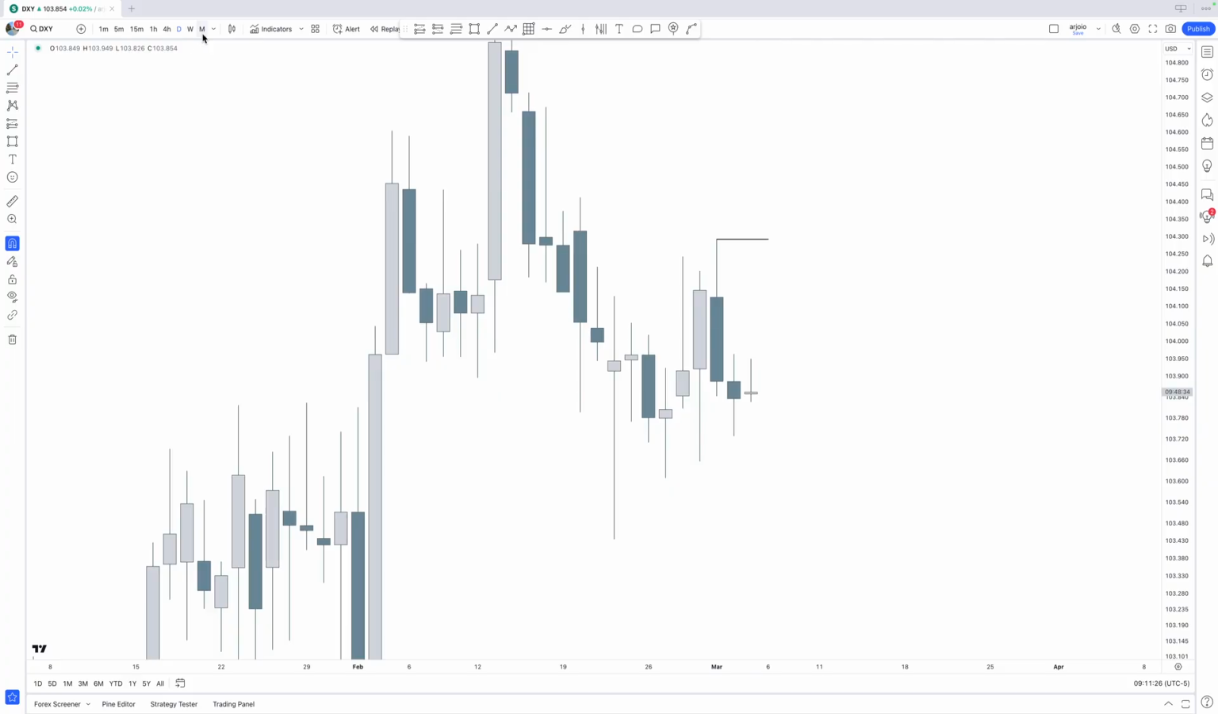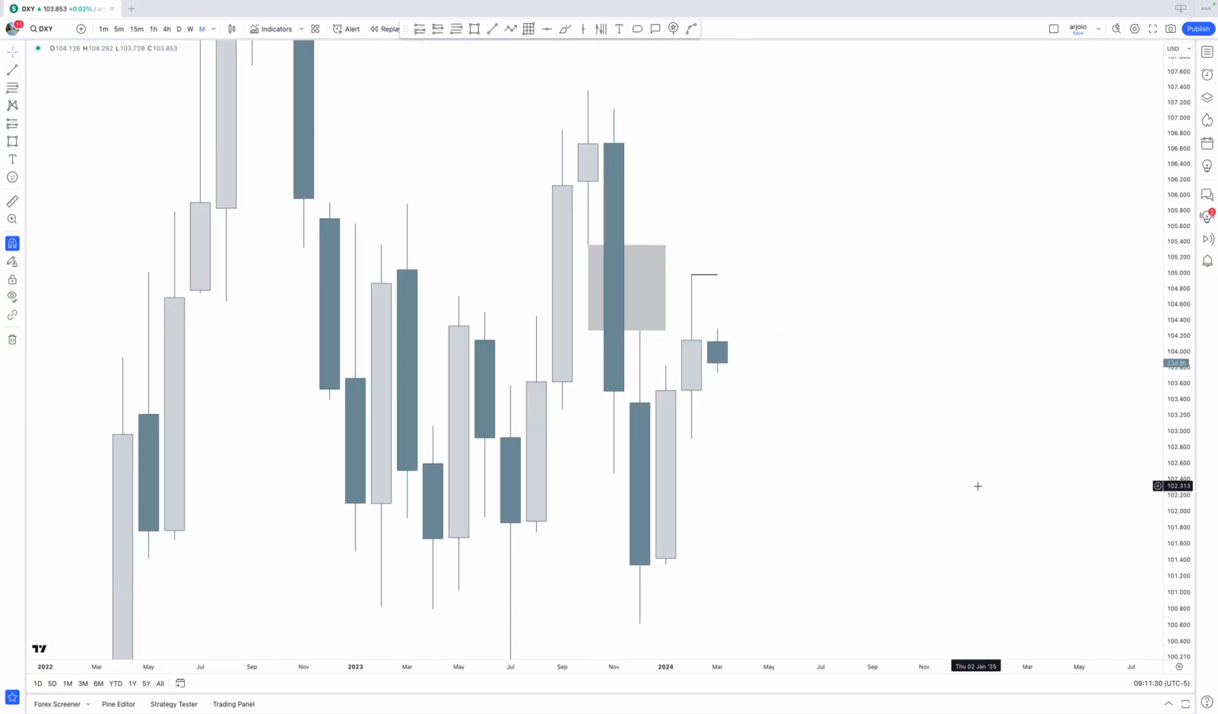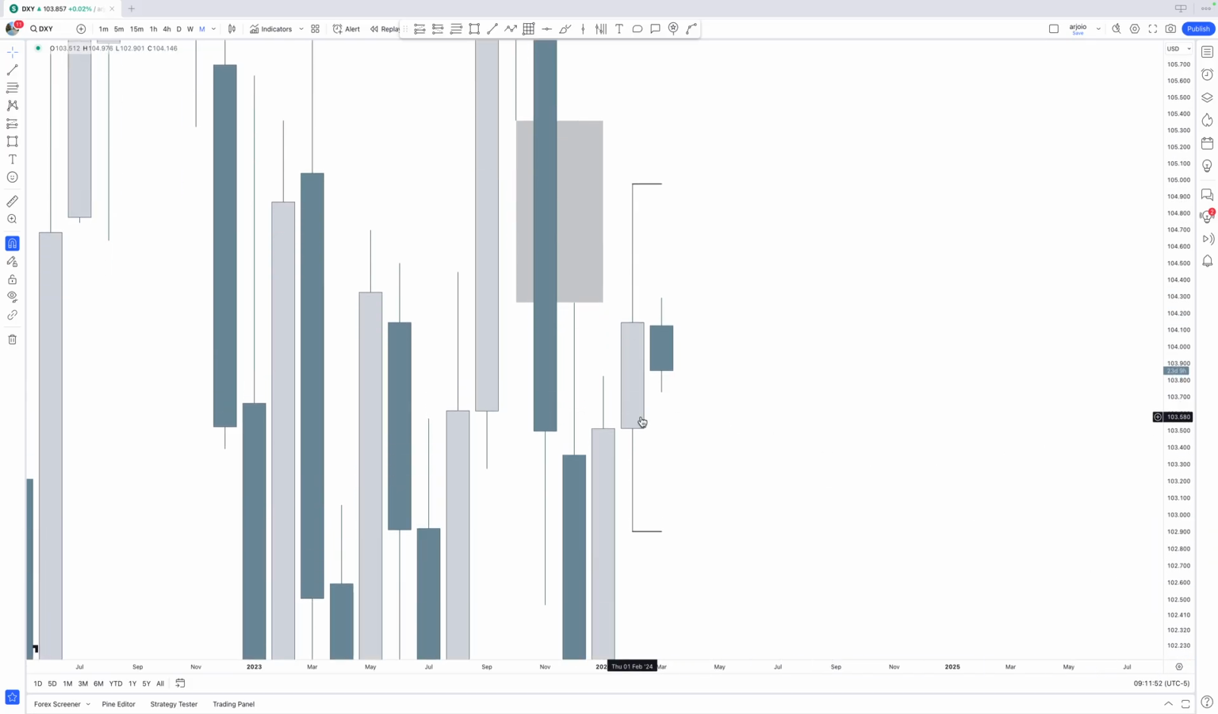So if we take a look at the monthly first, the monthly is quite easy to understand. If we mark out every single PD array right here, we have the fair value gap, then we have the previous candle high right there, then we have the previous candle low right there, then we can mark out another PD array. And this is not a PD array in itself, but a potential PD array. The potential PD array I'm talking about, which already failed to be created, is a fair value gap right there, which oftentimes people do not look at.